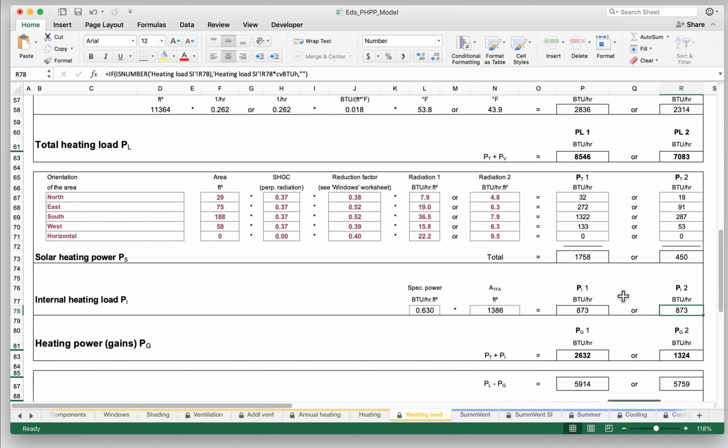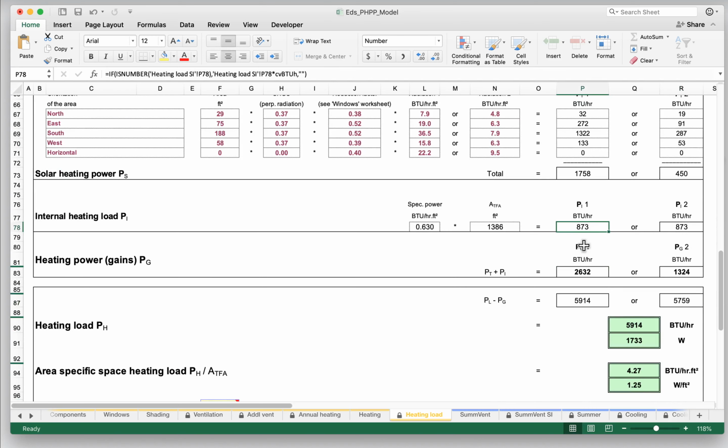Internal gains will be the same for both cases, and as a result, we get 2 total peak loads. Notice that the peak load for weather condition 1 is actually about 200 BTUs per hour larger than weather condition 2. So that becomes our limiting or our peak heat load: about 6,000 BTUs per hour, about 1,700 watts or so.